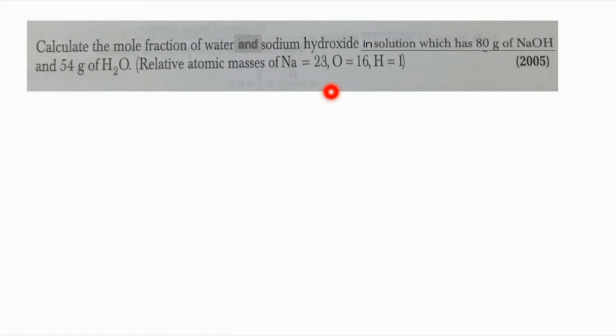See this question, it was asked in a 2005 ISC board paper. Read and find out. Calculate the mole fraction of water in sodium hydroxide solution which has 80 gram of sodium hydroxide and 54 gram of water. So, we will have to calculate the mole fraction of water as well as sodium hydroxide. But they have not given the number of moles for that. Instead of that, they have given the mass of sodium hydroxide and water.